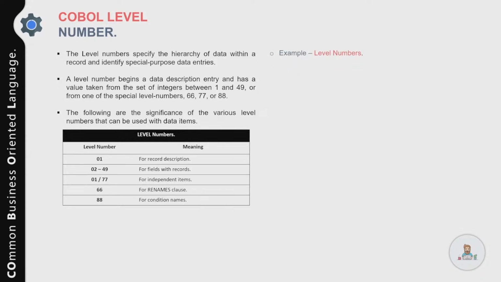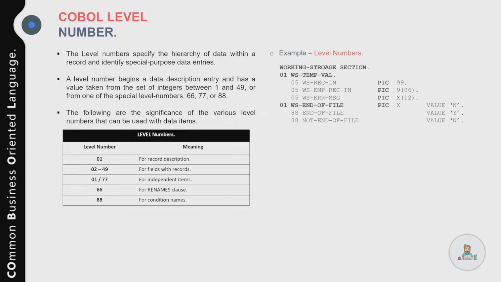So the first one is level 01, and it is used to define a record description. Level numbers 02 to 49 are used to define fields within the record. Level number 77 is explicitly used for independent items. Apart from that, you can also use level 01 for independent items. Level 66 is used for the renames clause, and level 88 is used for condition names. Now let's look at a couple of examples so that you can understand how exactly you can use level numbers to define your records or individual items within the program.